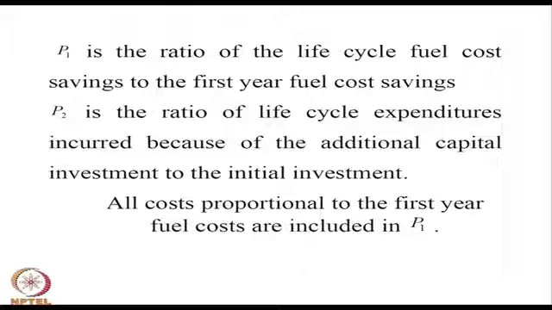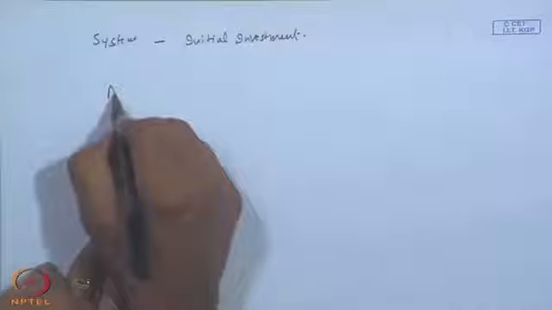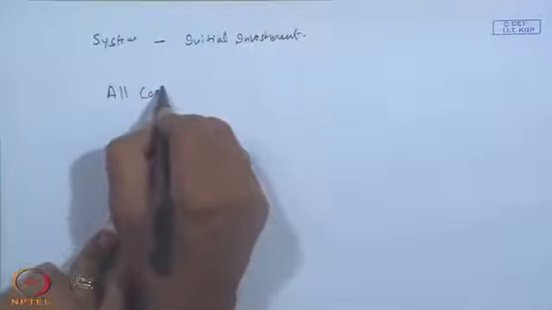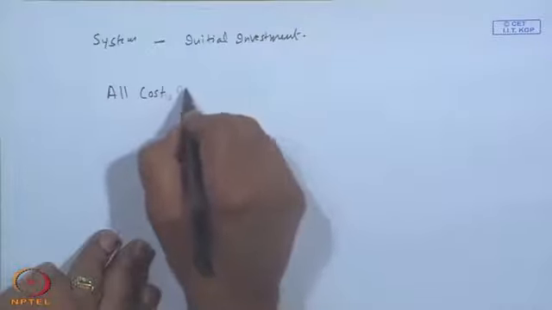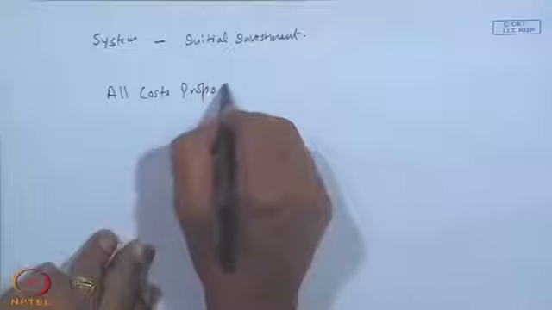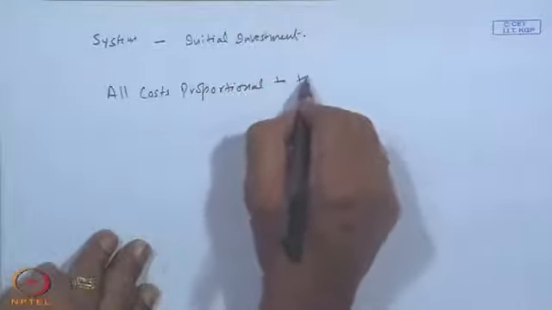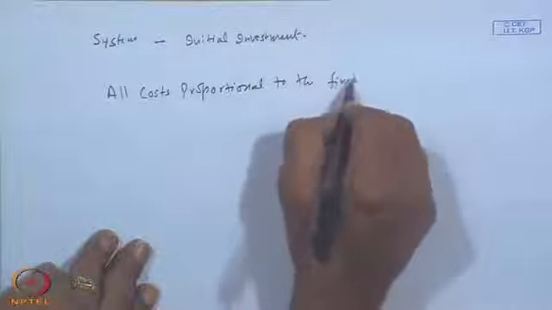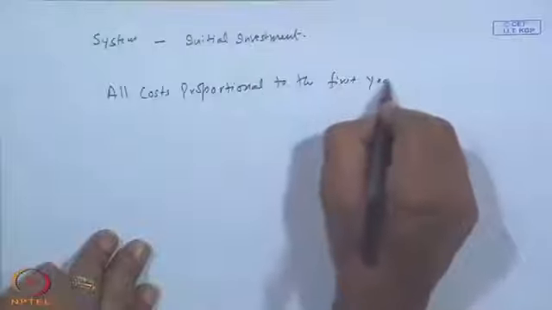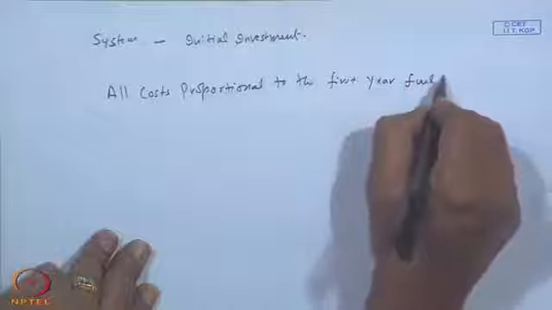So, all costs proportional to the first year fuel costs are included in P1.